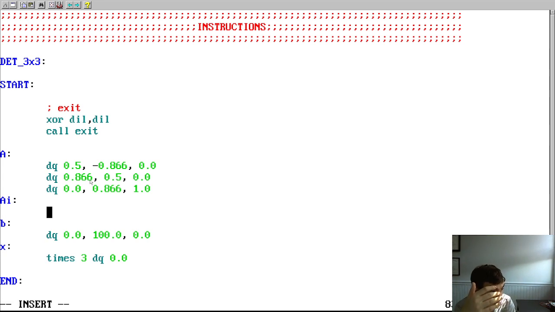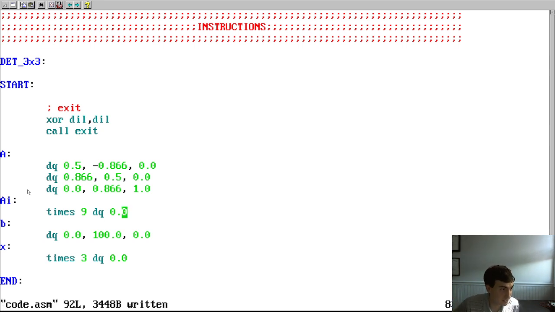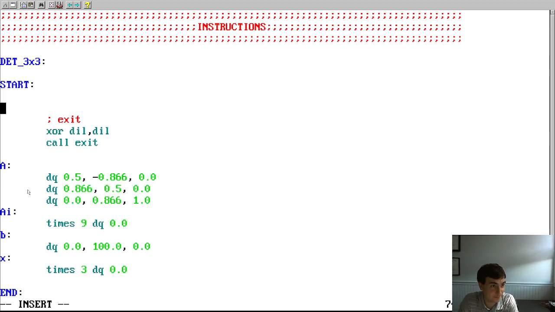And now we just need a holding spot into which we can copy our A matrix and then replace each column into the A, we'll use this AI memory location. So I would say times 9 DQ 0.0. So I'm just gonna initialize it as a 9 element, double precision, floating point memory chunk. Cool, those are all our input values, and that's all our working space for our program.